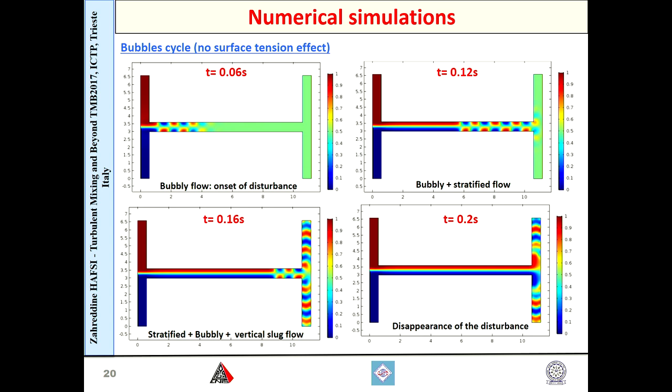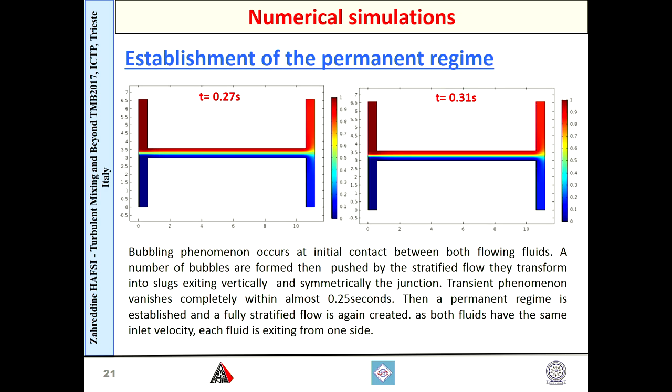So we have seen this stratified flow, bubbly flow, and some vertical slugs flow. If the bubbles go out, they become some slugs, and they go up. And then finally, we have the disappearance of the disturbance. That means the bubbling phenomenon is just a transition, and we will find the stratified flow established again.